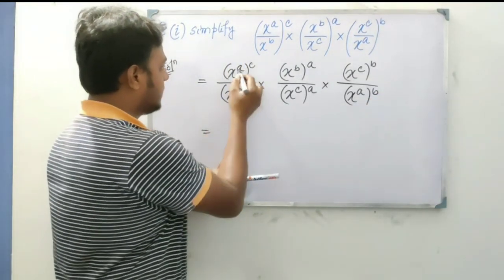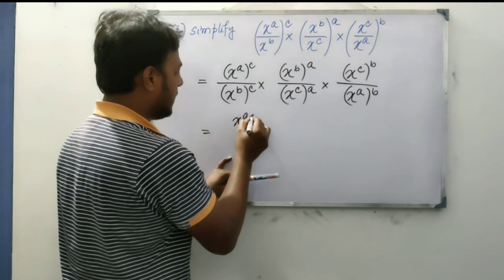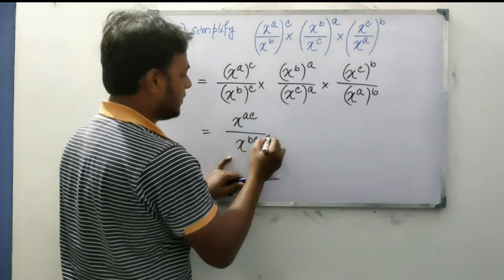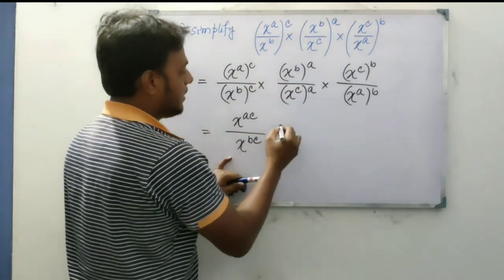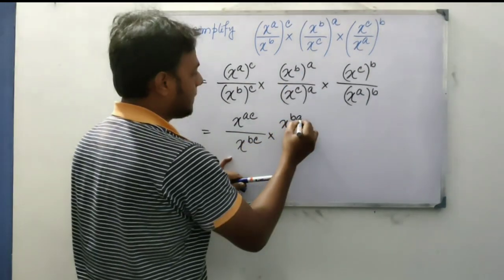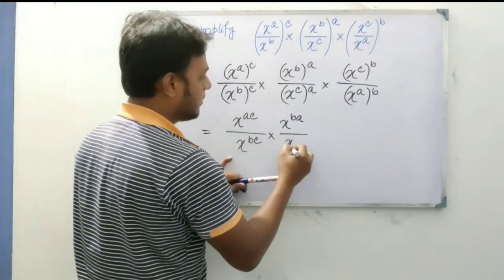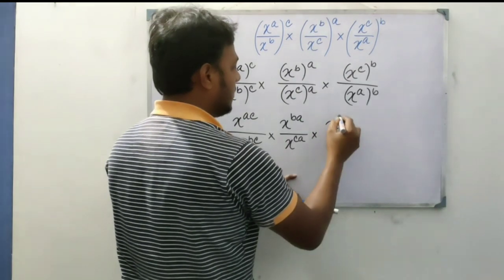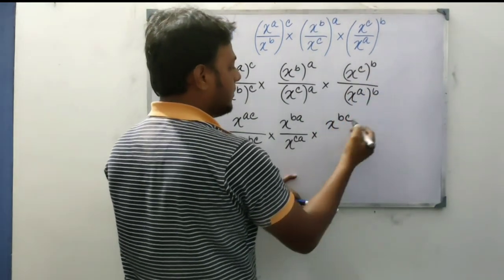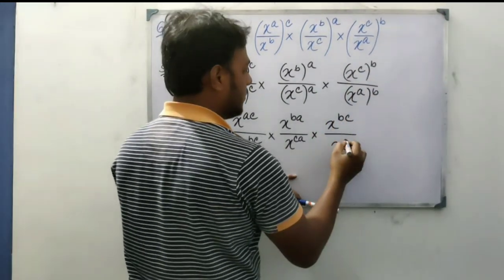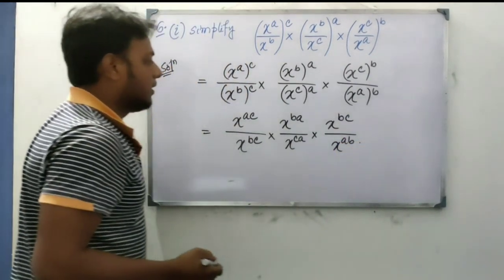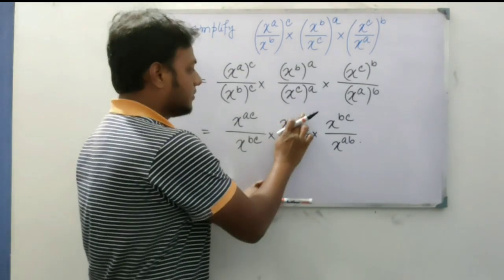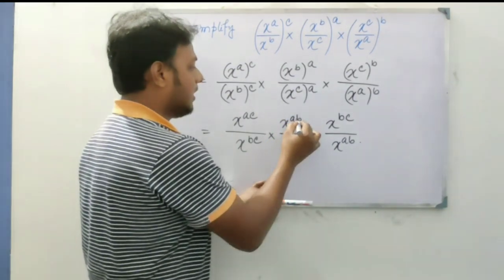So in numerator, this first will be x to the power ac by, for this part, x to the power bc, into x to the power ba, and for this x to the power ca, into, for this part, x to the power bc, and x to the power ab. Now look at the board. In the place of ba we can write ab also. Okay, ba and ab same thing.